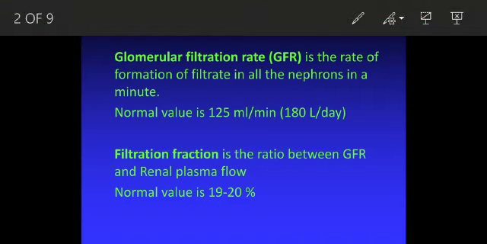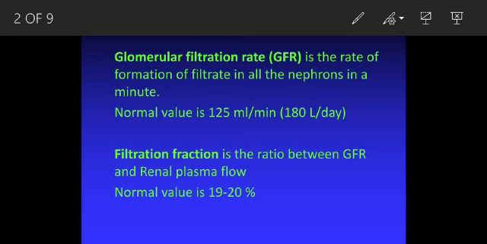Glomerular filtration rate is the rate of formation of filtrate in all the nephrons in a unit time. Normally it is around 125 ml per minute, around 180 liters per day. So it is the formation of a plasma-free filtrate. It doesn't have plasma proteins.